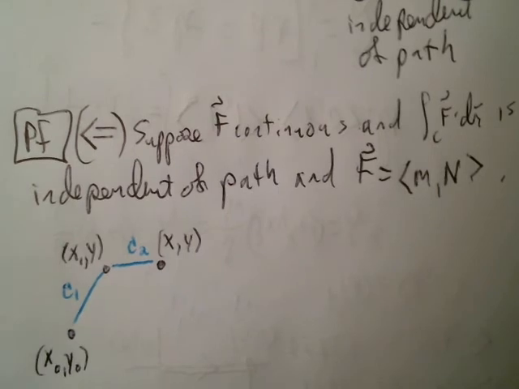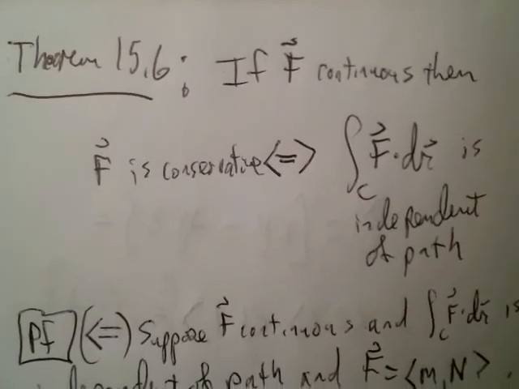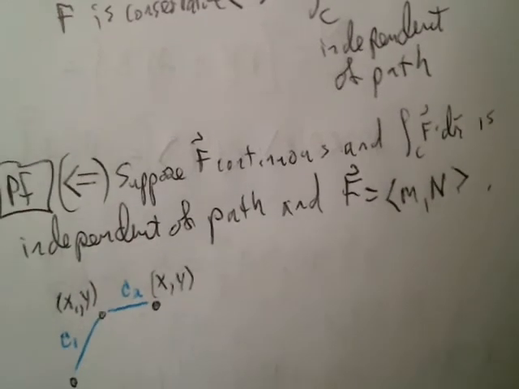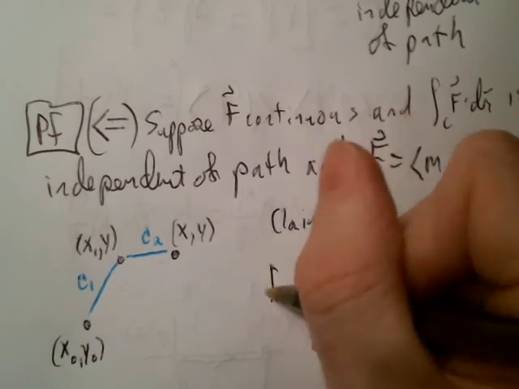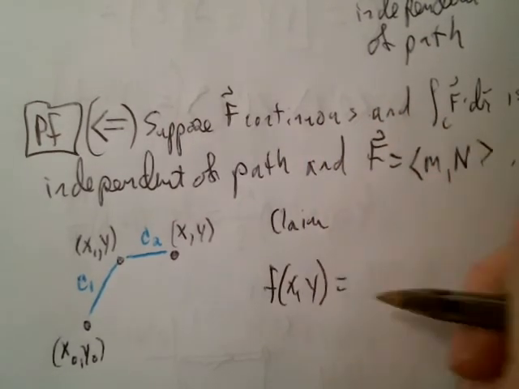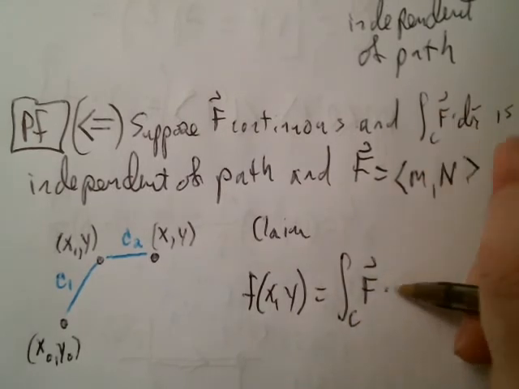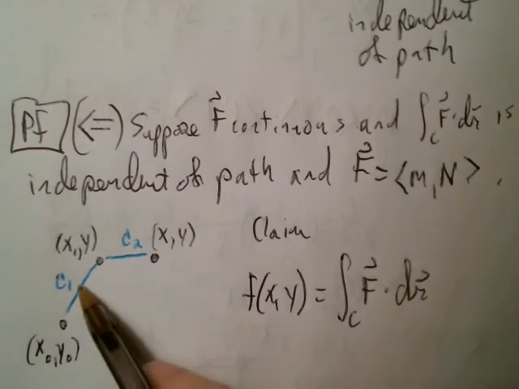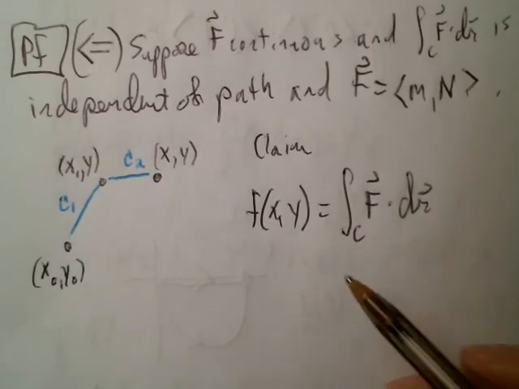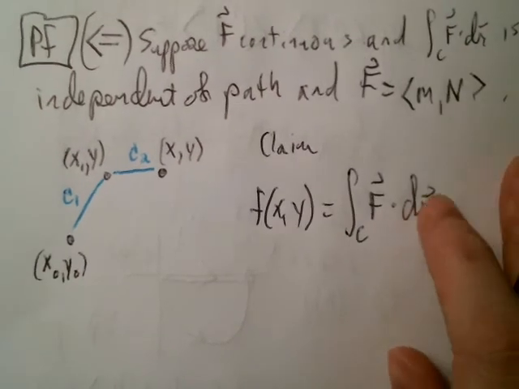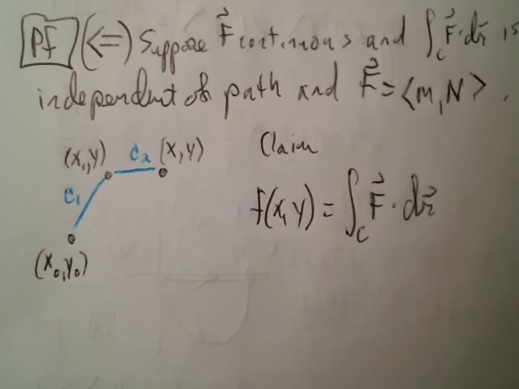So I claim that the potential function is basically just the line integral. It's kind of weird, but that's what I claim. So I'm going to say, claim: the potential function f of x, y is equal to the line integral of this vector field over this curve here. So if this is the potential function, if I take the derivative with respect to x, I should get M, right? So that's what we do.